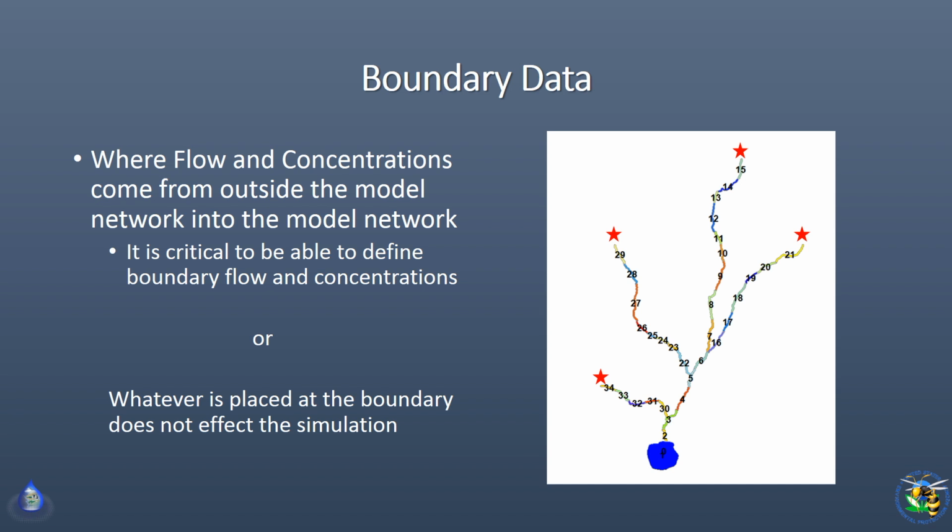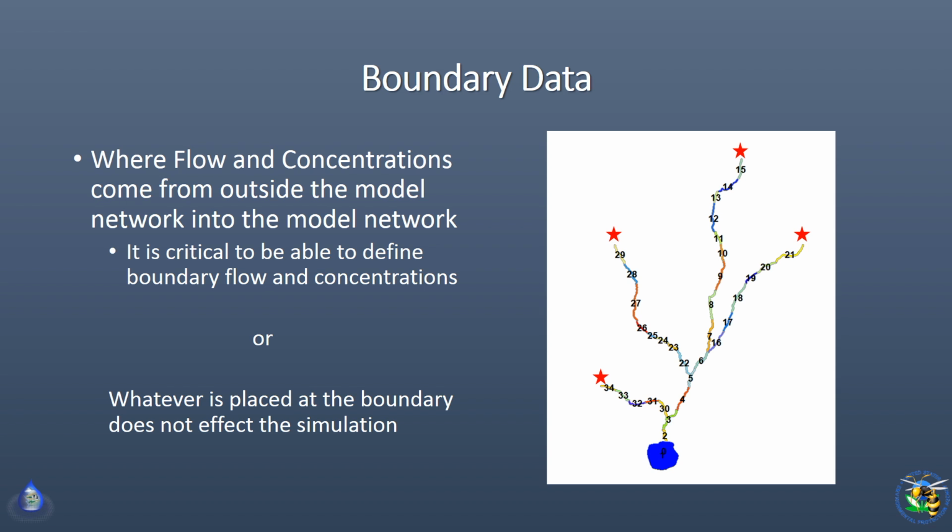So if you look at the figure on the right, this is the example that we'll be running a little later on. This is a stream model that has one main stem and 3 tributaries. Everywhere there's a star, that's where a boundary is. So for the boundaries, I'm going to be responsible for defining the flow and the concentrations coming in with that flow for all of the state variables that I am simulating. If you don't provide a concentration for one of the state variables, it's going to have 0 concentration coming in at that point. So it's really critical to be able to define your boundary flows and concentrations.